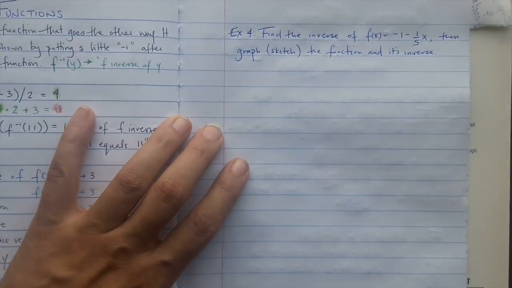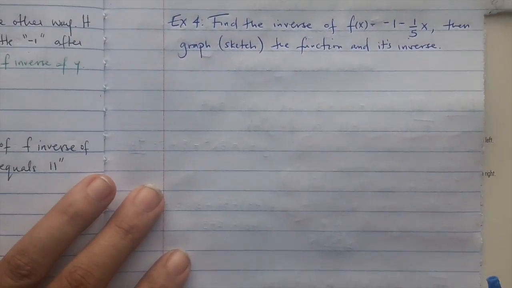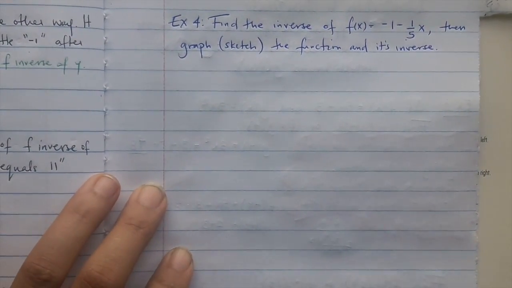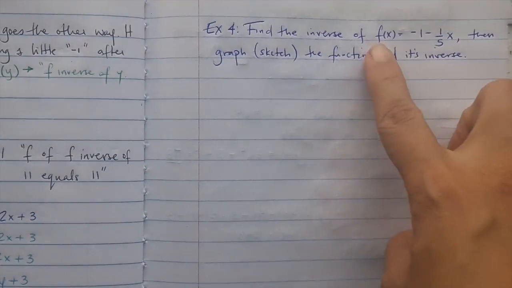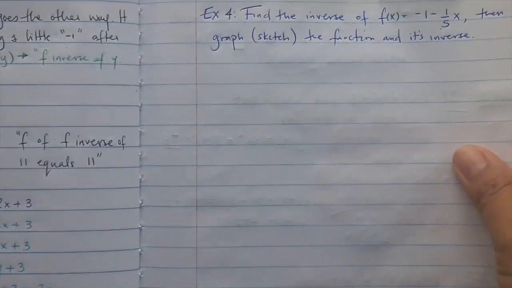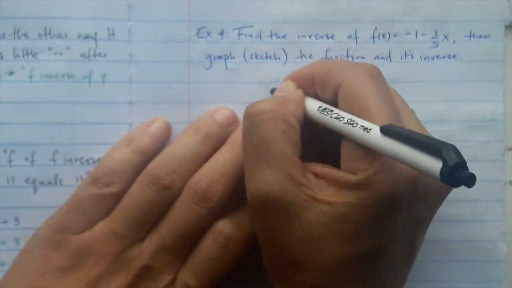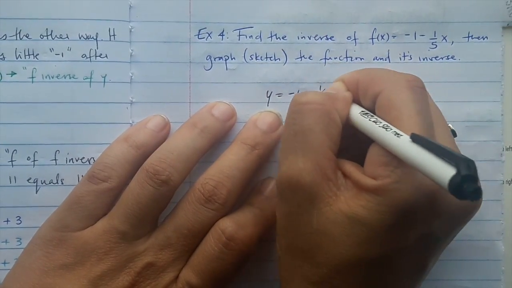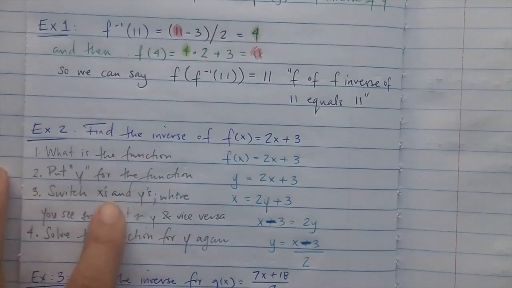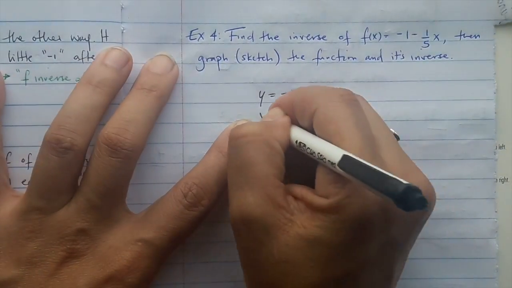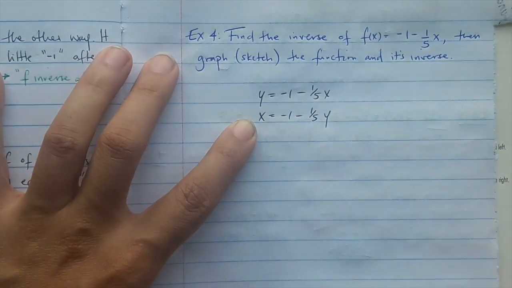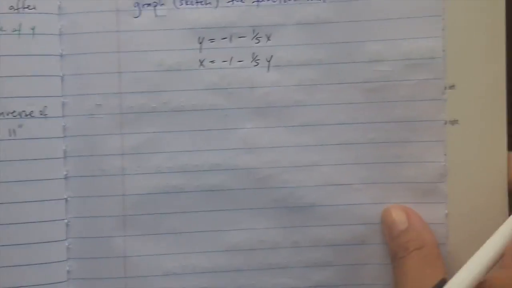Alright, let's take a look at another example. This time we're going to actually graph it as well, or sketch it. Alright, pause the video, copy it down. Alright, so what's the function? The function is f of x. We're going to put y for the function, so y equals -1 minus 1/5 x. Alright, then we're going to switch the x's and the y's. So it's going to be x equals -1 minus 1/5 y, and then we're going to solve for y.